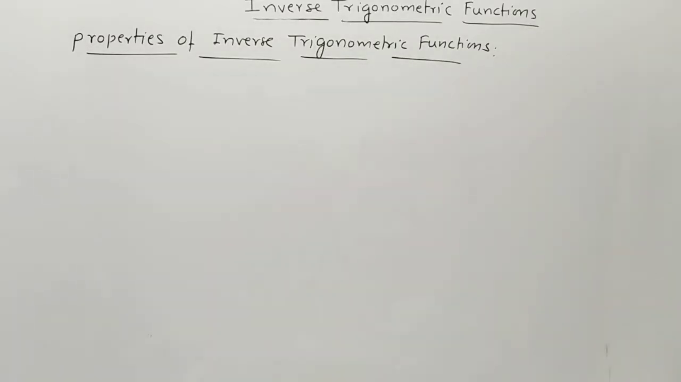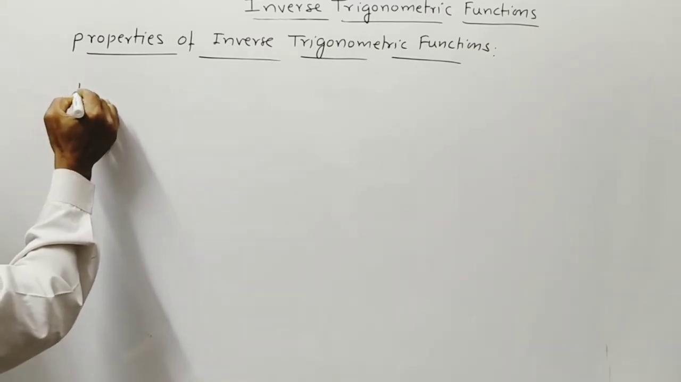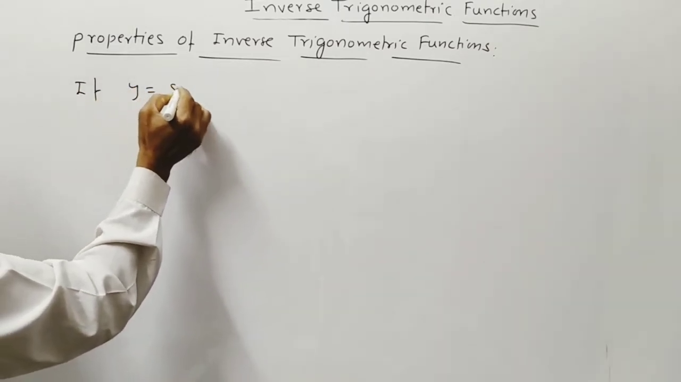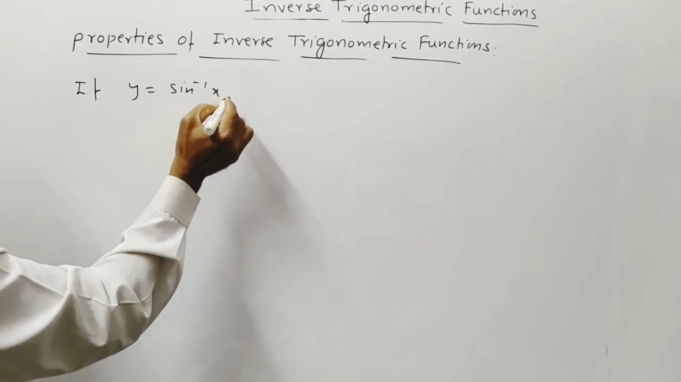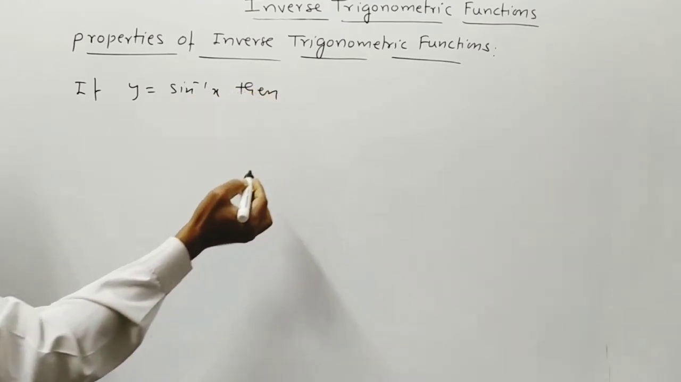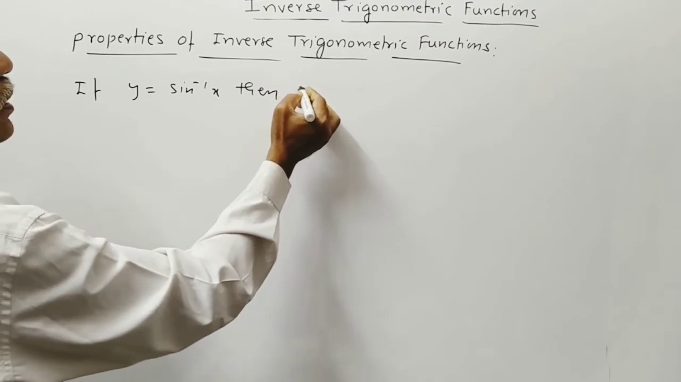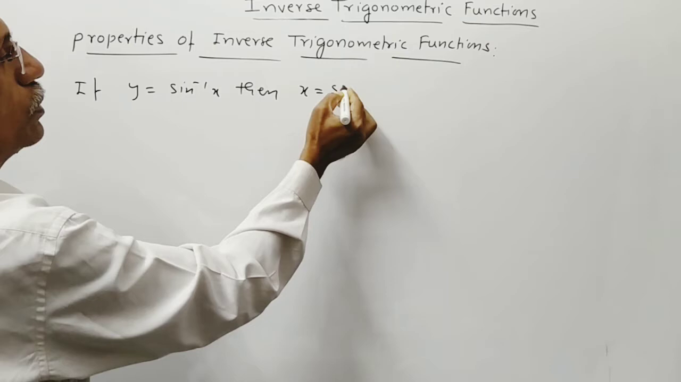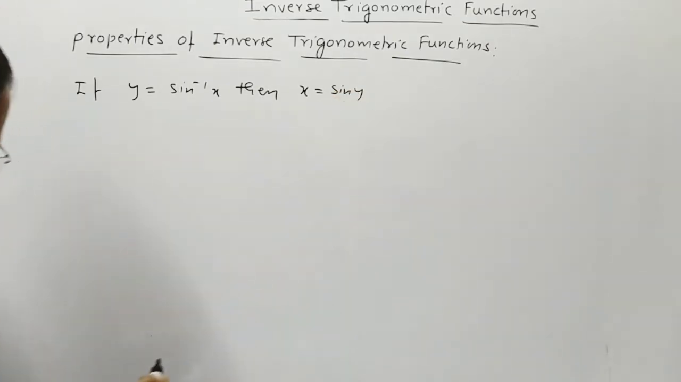Properties of inverse trigonometric functions. If y is equal to sin inverse of x, then x is equal to sin y.